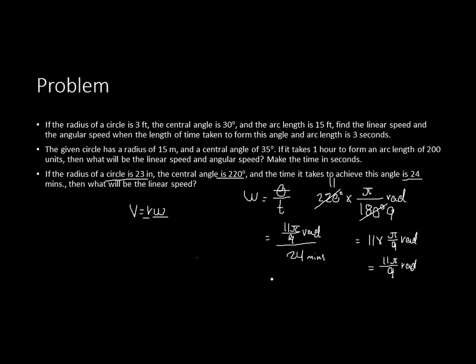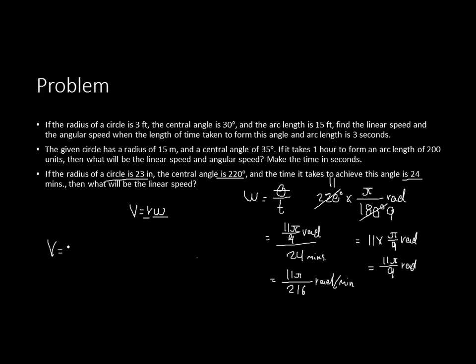So with that, if we're going to simplify this, we will have 11 pi all over 9 times 24. This would be 216. I'm not sure if 216 is divisible by 11. So no. So we will have 11 pi all over 216 radians per minute. So that's it. Okay. Now we can substitute it here.